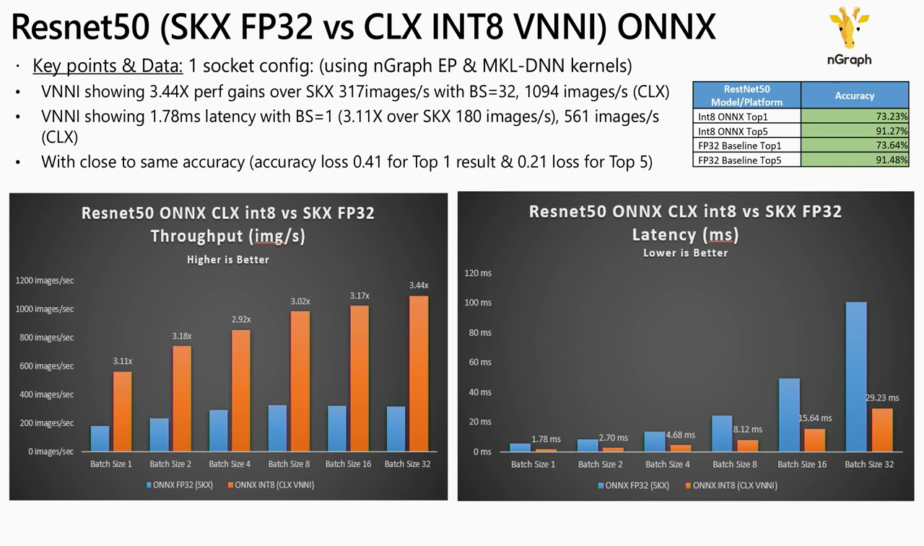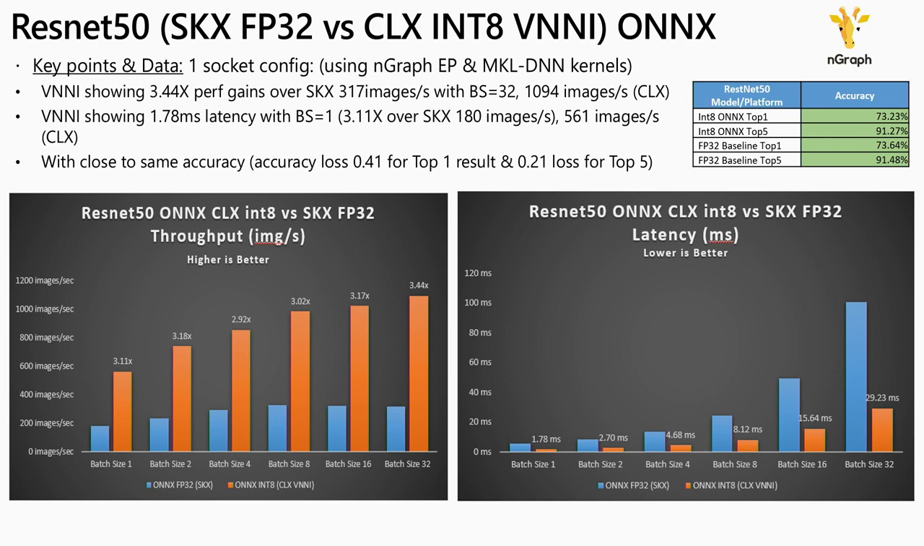And the memory model itself, the size was about 1/3 the size. And with a very little loss of accuracy, essentially 0.41 for top 1 and 0.21 loss for top 5. So we were able to meet all the motivational benefits of what quantization provides.